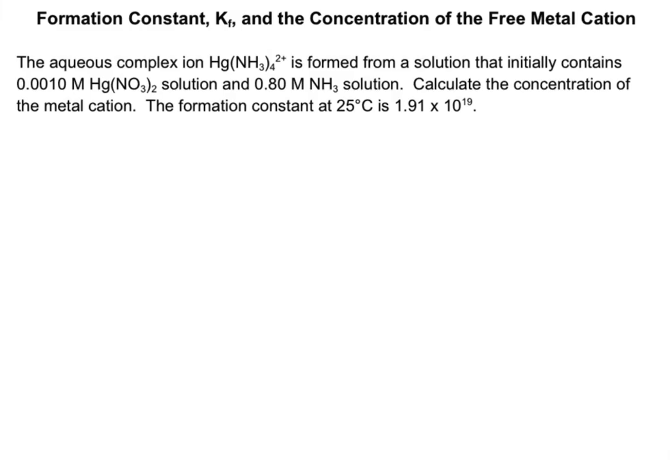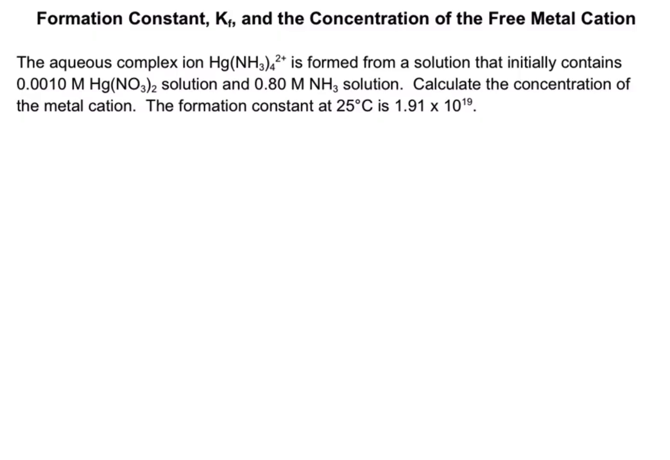We're going to calculate the concentration of the free metal cation from the formation constant. In this example, the mercury complex is formed from a solution that contains 0.001 molar of mercury nitrate and 0.8 molar of ammonia. Calculate the concentration of the metal cation, and they've given us the formation constant. Since they've given us the formation constant, my equilibrium should reflect the formation of this complex.